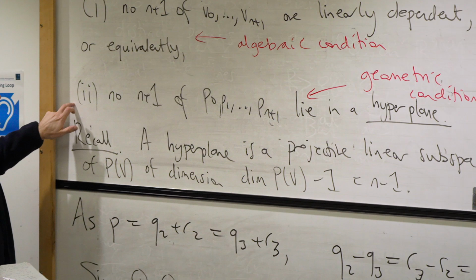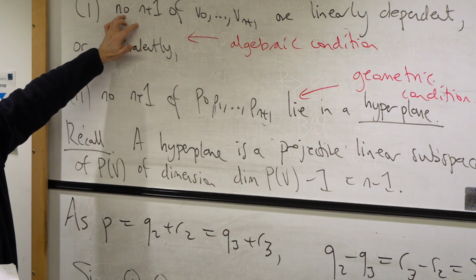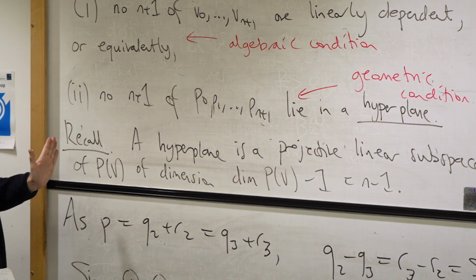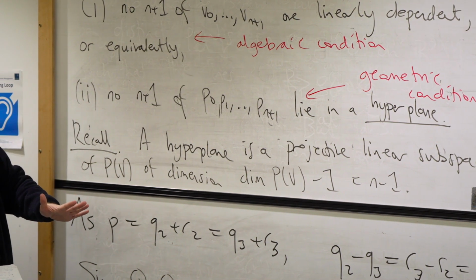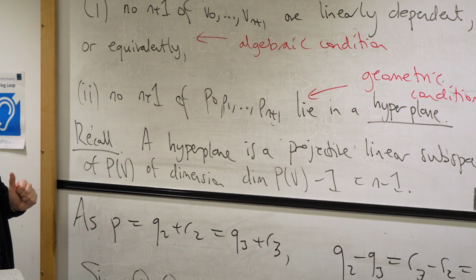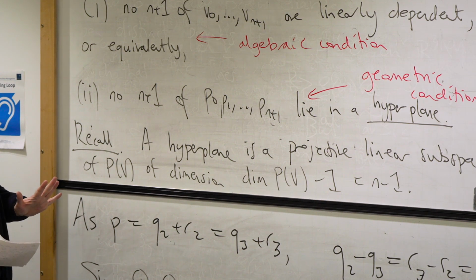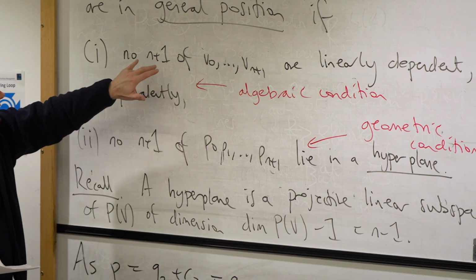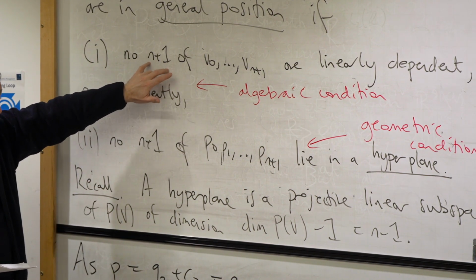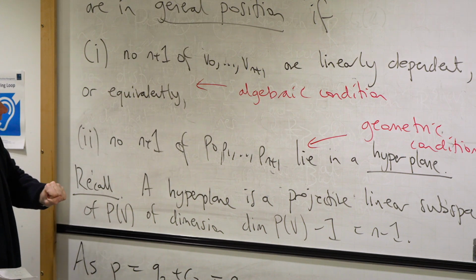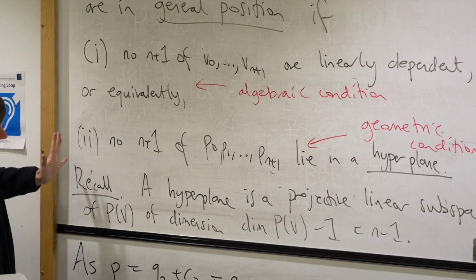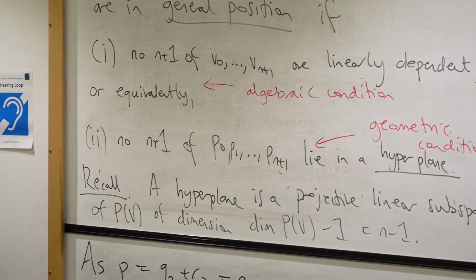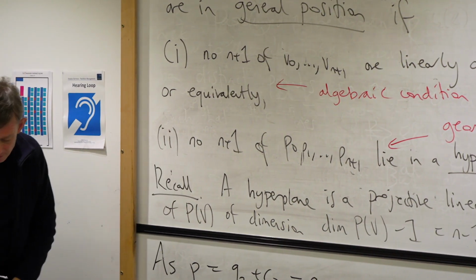Conversely, to see 1 implies 2, if n plus 1 of these guys are linearly dependent, then those n plus 1 things span a vector subspace of V of dimension less than n plus 1. So you choose a vector subspace of V of dimension n containing the vector subspace spanned by these guys, which has dimension less than or equal to n, and projectivizing that gives you a hyperplane containing the corresponding points here. Okay, so these two conditions are equivalent in a simple way.